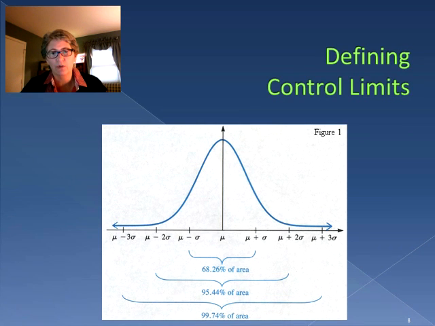Here we have the normal distribution. It's a nice bell curve. And if we're trying to capture as much of the natural variation as possible, in most cases we define those control limits to be 3 standard deviations above the mean and 3 standard deviations below the mean. That means that we're capturing 99.74% of all that natural variation that goes on in a process. So if something falls outside of those limits, we're pretty sure that it's due to an assignable cause.